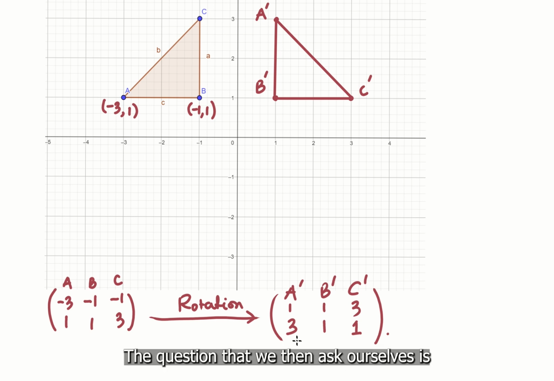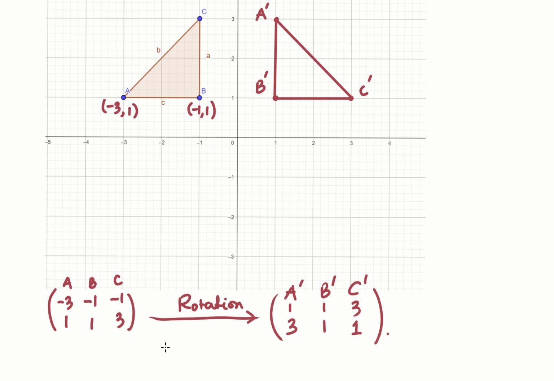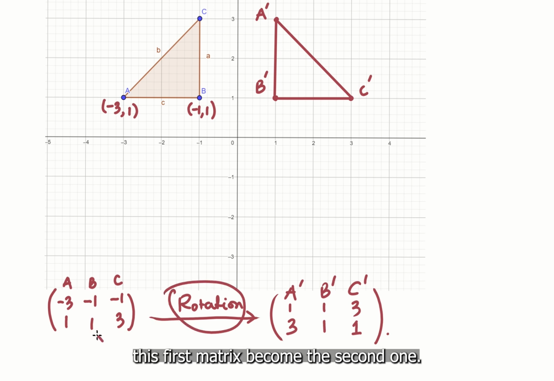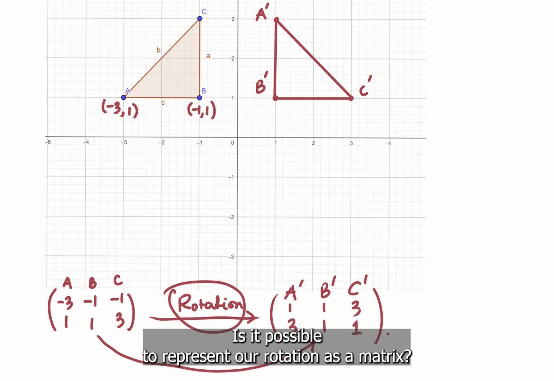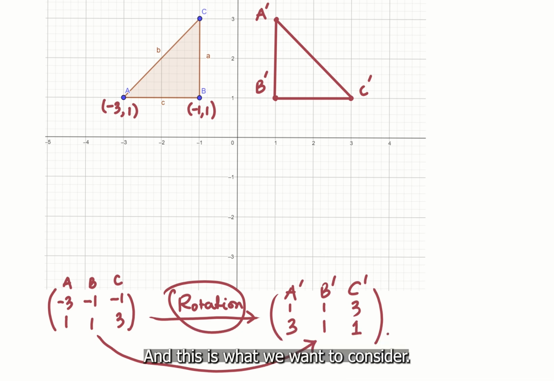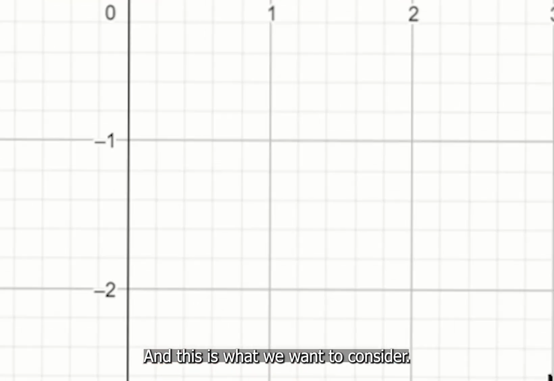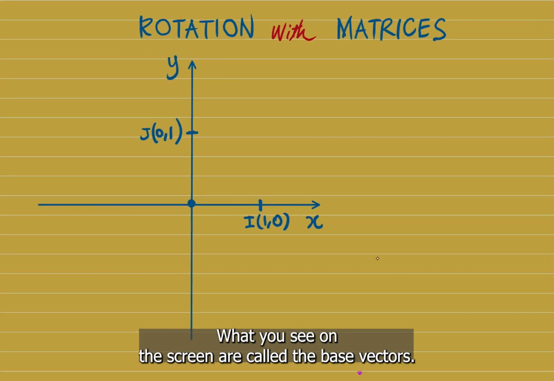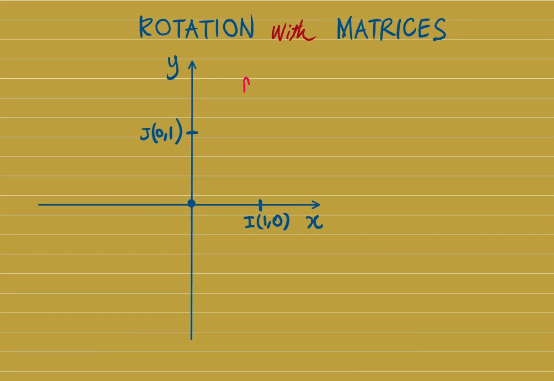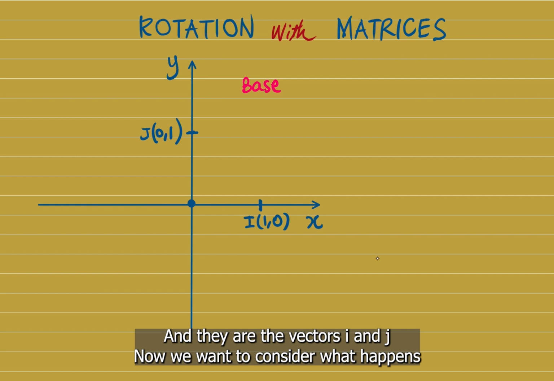The question that we then ask ourselves is, this rotation that has made this first matrix become the second one, is it possible to represent that rotation as a matrix? And this is what we want to consider. What you see on screen are called the base vectors, and they are the vectors I and J.